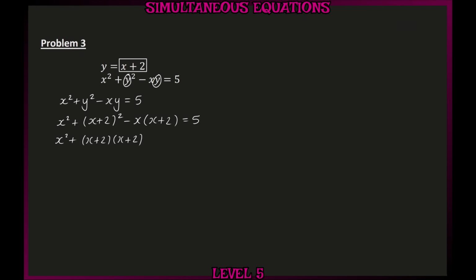We can expand the next bracket straight away, so minus x times x is minus x squared, and minus x times 2 gives us minus 2x, and that's still equal to 5. We can now expand the two brackets in the middle, so we have x squared plus x times x is x squared, x times 2 is plus 2x, 2 times x is plus 2x, and 2 times 2 is plus 4. We still have to remember that we've got a minus x squared and a minus 2x at the end, and that's still equal to 5.